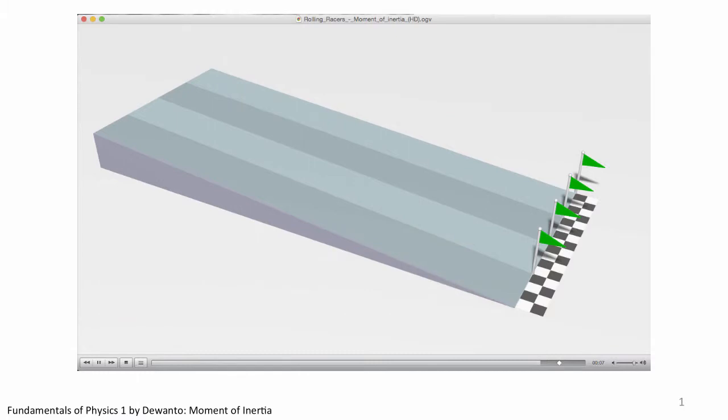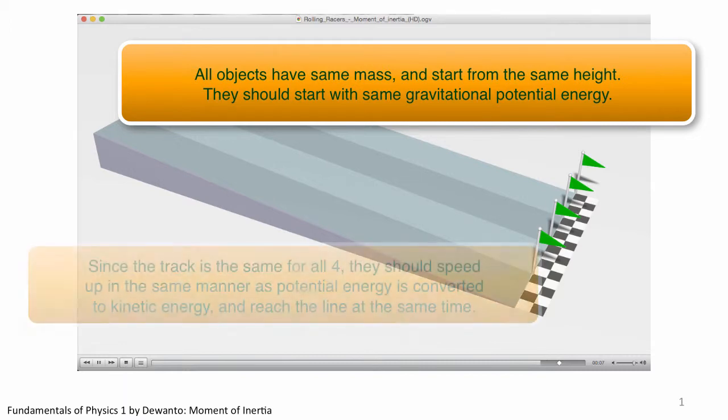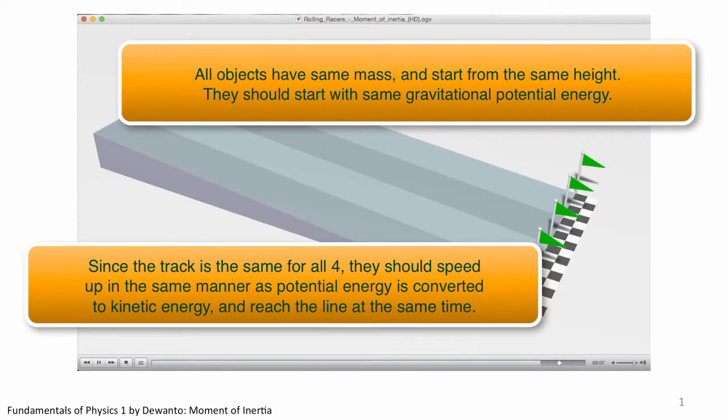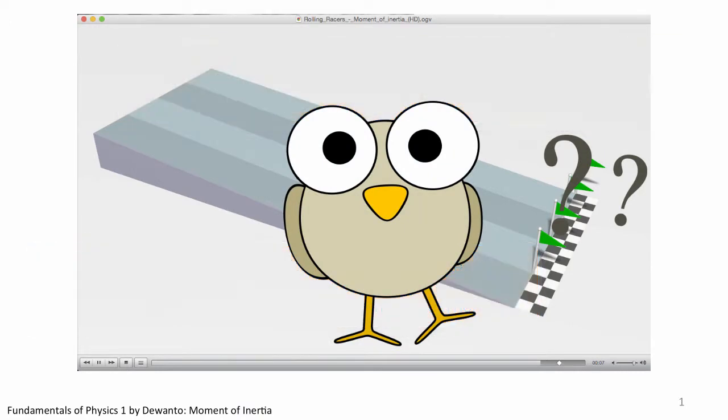From the conservation of mechanical energy point of view, it doesn't make sense either. All four have the same mass. They started from the same height on the top of the ramp, which means they all started with the same gravitational potential energy. They had no initial kinetic energy because they started from rest. The track is the same for all four. Everything is the same. They should have reached the bottom in the same manner as well. This doesn't make sense to me. Is something wrong with the simulation? Perhaps it was developed unrealistically?